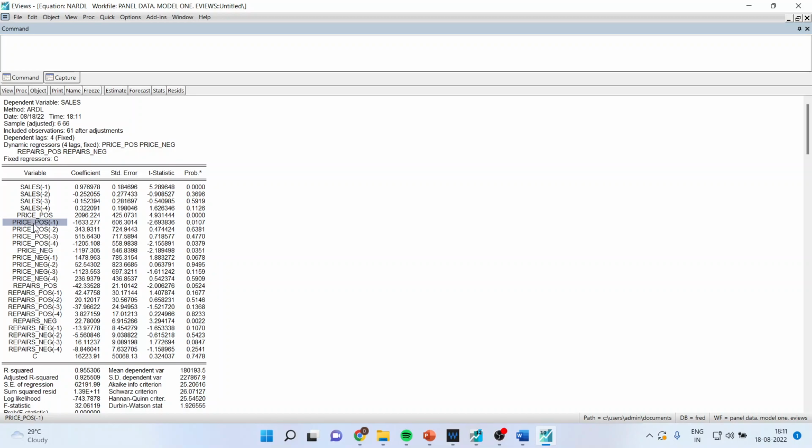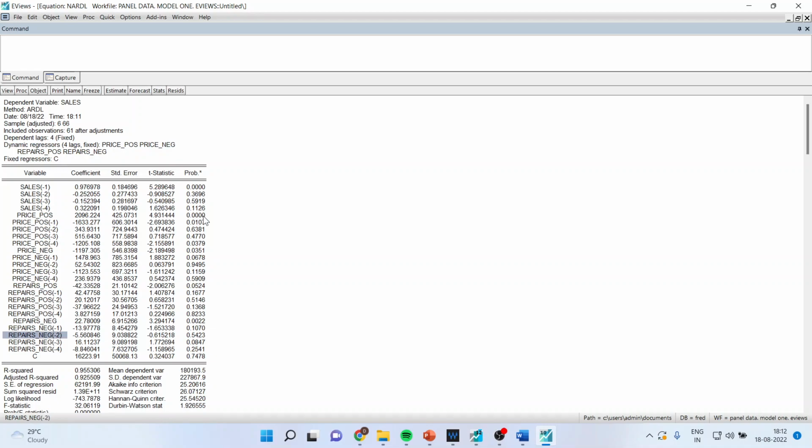That is price positive, 1 period lag, price positive, 2 period lag, price positive, 3 period lag, price positive, 4 period lag. Similarly, price negative, 1 period. So repairs, 4 period positive, and repairs, 4 period negative.